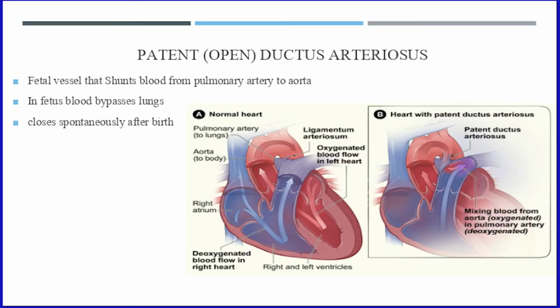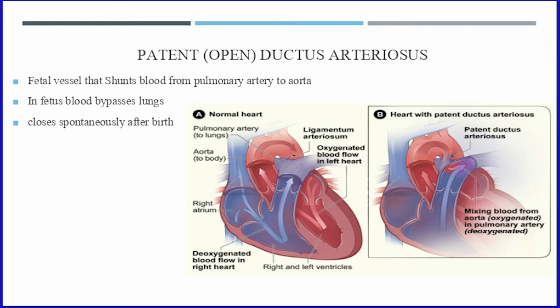So we can first start to talk about the acyanotic defects. Like I said, they're not classified as blue babies, as we would say. One of the first acyanotic defects that we could talk about is patent ductus arteriosus. The ductus arteriosus is a fetal vessel, and the function of the ductus arteriosus in the fetus is that it shunts blood basically between the pulmonary artery and the aorta.